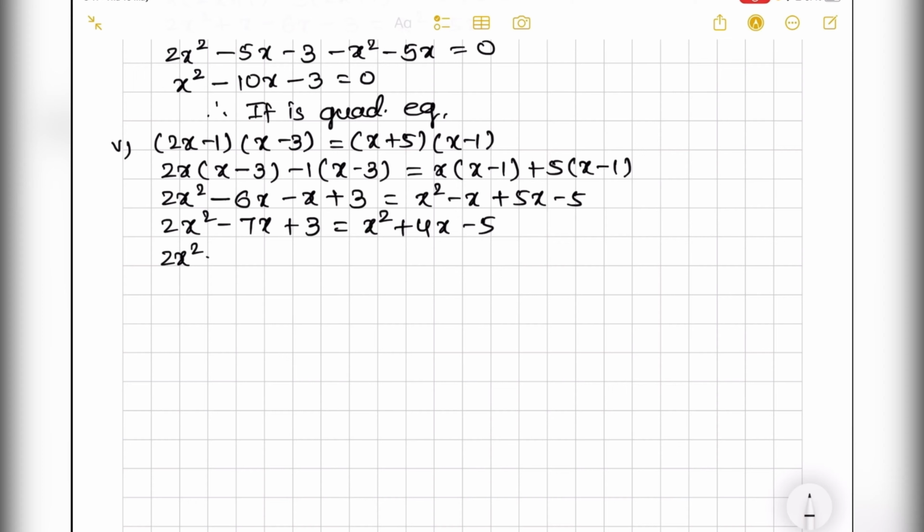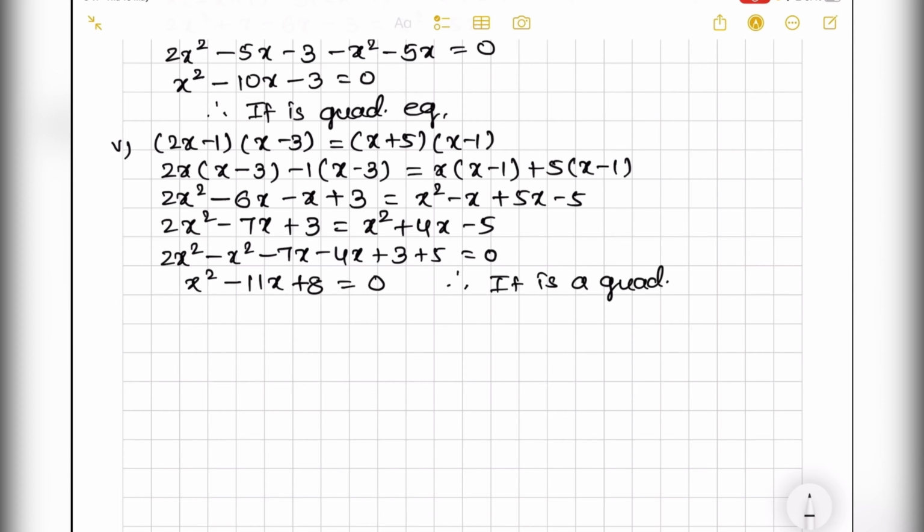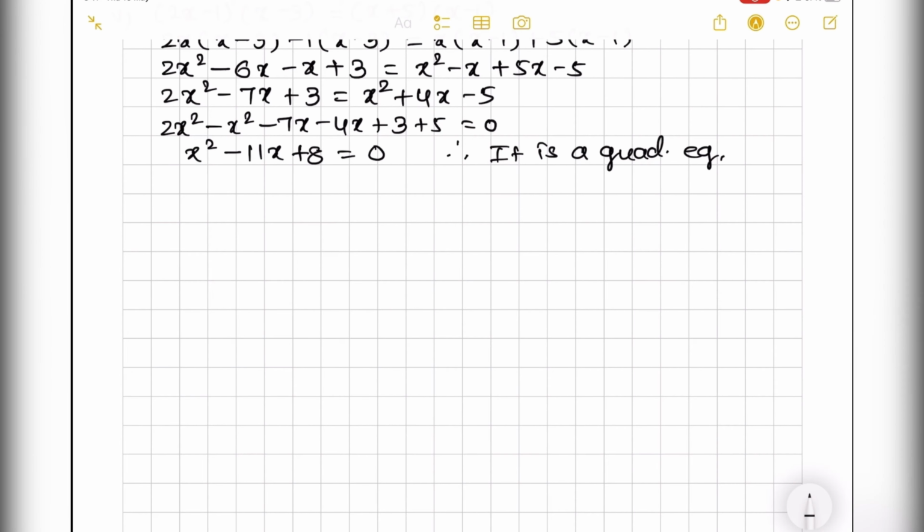So 2x square minus x square minus 7x minus 4x plus 3 plus 5 equal to 0. So this became x square minus 11x plus 8 equal to 0. So therefore it is a quadratic equation, as it contains x square and equal to sign both.